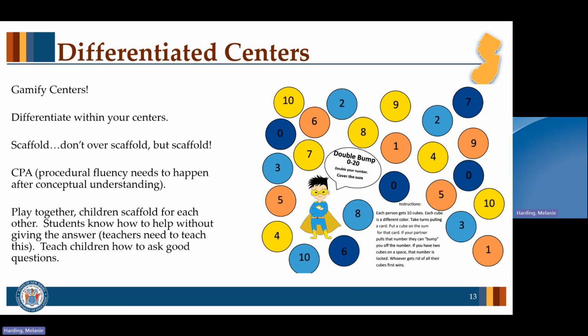But you need to try and differentiate within your centers. It's not easy to differentiate all 4 centers off the bat. I always say start with that numbers and operations center because you can do the same games with different number ranges or different strategies. Some kids might be working on doubles plus 1. Some kids are doing facts through 20. Just depends. Always have scaffolds in place, but you don't want to over scaffold.